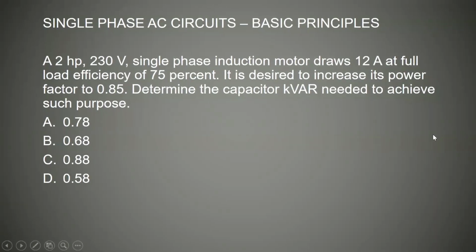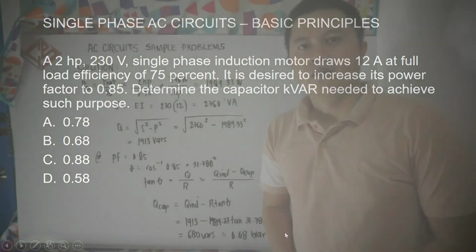A 2 HP 230 volt single-phase induction motor draws 12 amperes at full load efficiency of 75%. It is desired to increase its power factor to 0.85. Determine the capacitor kVAR needed to achieve such purpose. A 0.78, B 0.68, C 0.88, D 0.58.